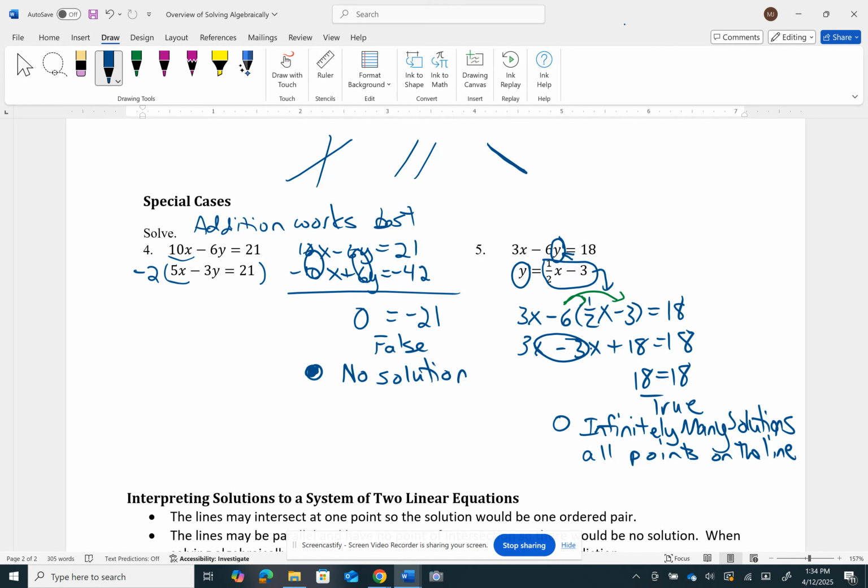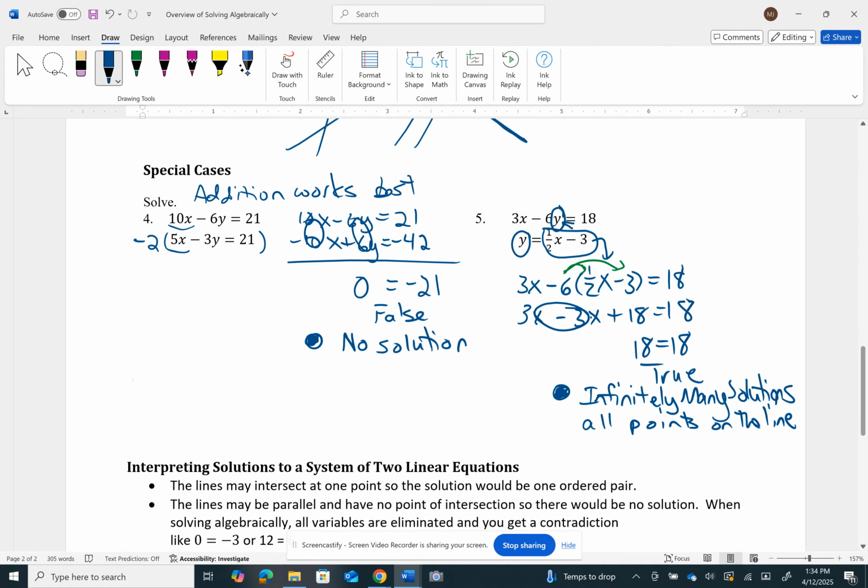For this, you would bubble in infinitely many, but it's not infinitely many points anywhere. It would be just infinitely many solutions that are the points on the line. So this one usually has this extra little thing where it gives you the set braces. And you say it's the set of all ordered pairs such that they fall on this line.